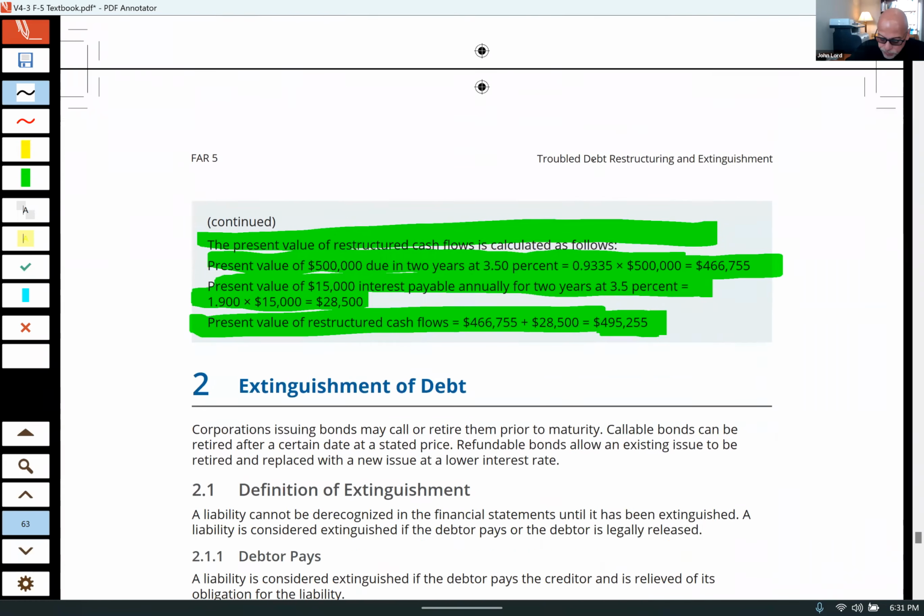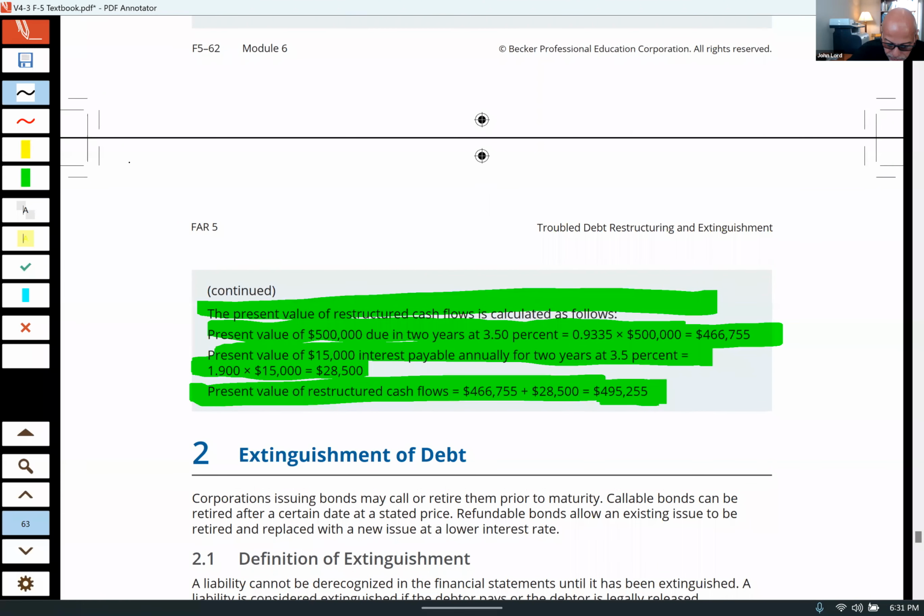I think so. Okay, perfect. Thank you. Present value is 3.5, yeah, and present value for the interest, yeah. Okay, thanks. Yep. Okay.